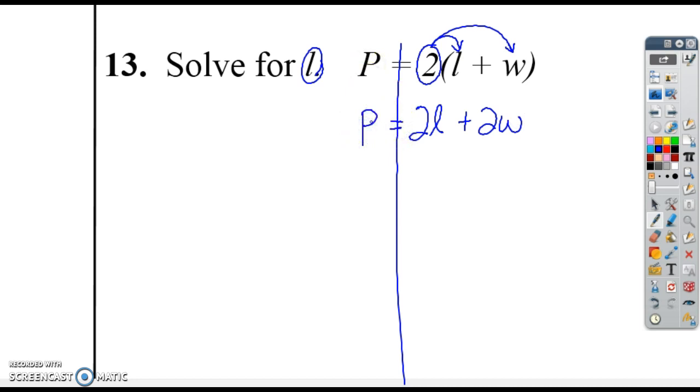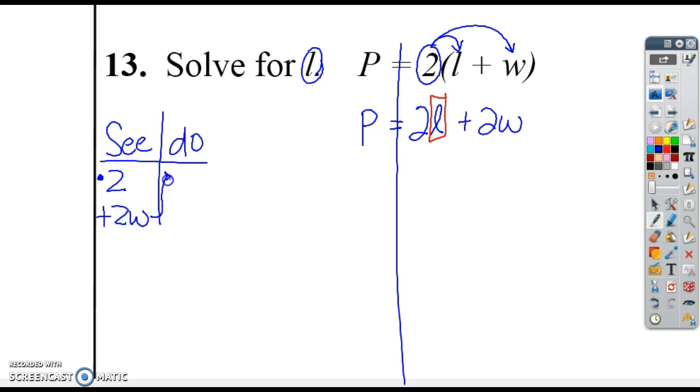Okay, so now I know that I'm solving for the L. So I'm seeing what happens to it. Okay, so we see what is happening to my L. I see that there's a 2 attached directly, so that means they multiplied by 2. Okay, and then I see that they added a 2W. So the first thing I'm going to do is handle the 2W. They added it. How do we get rid of it? We're going to subtract 2W. And if they multiplied by 2, we're going to divide by 2.